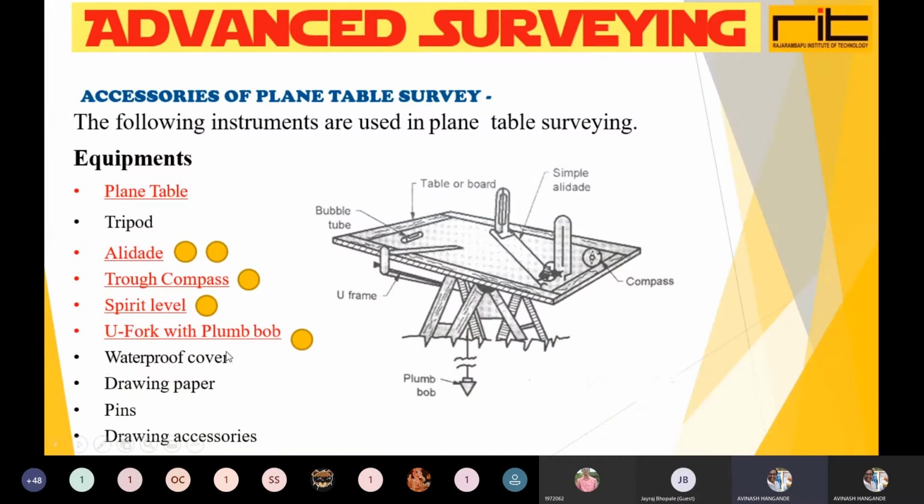Then the waterproofing cover. So one plastic cover is there. Drawing paper. We had seen the drawing paper in our videos. Pins. We had shown the office pins and drawing accessories. So these all are used in our plane table survey.